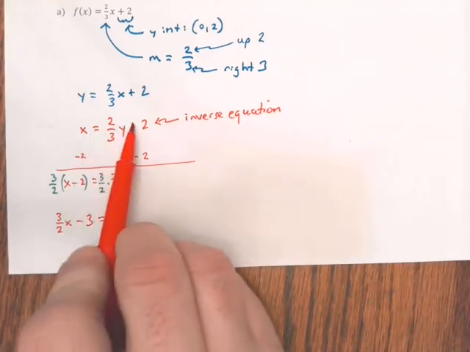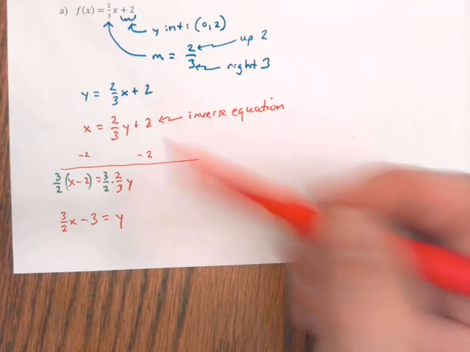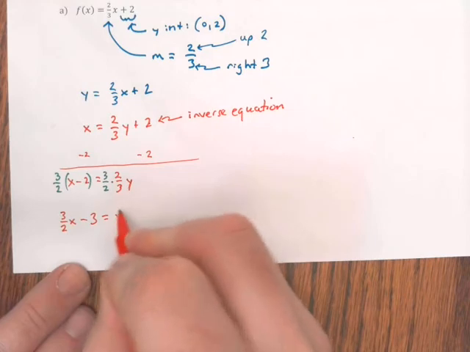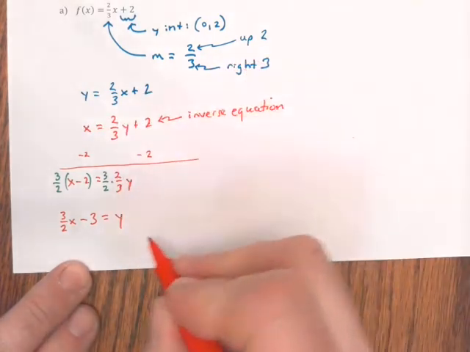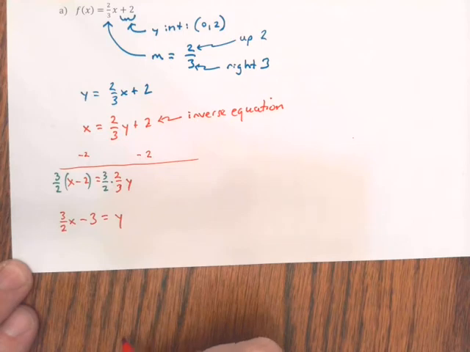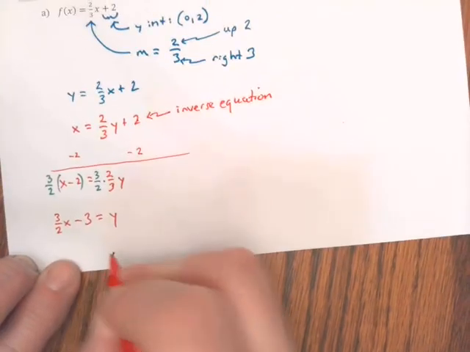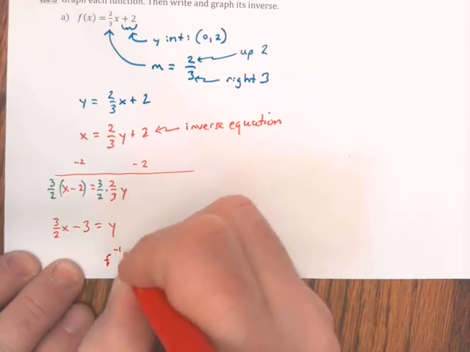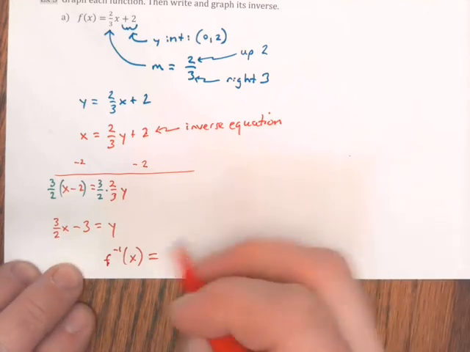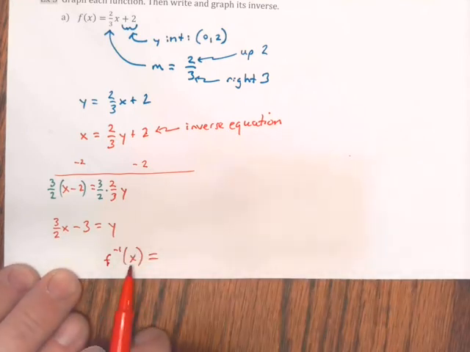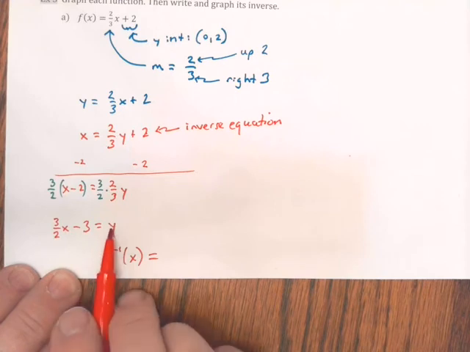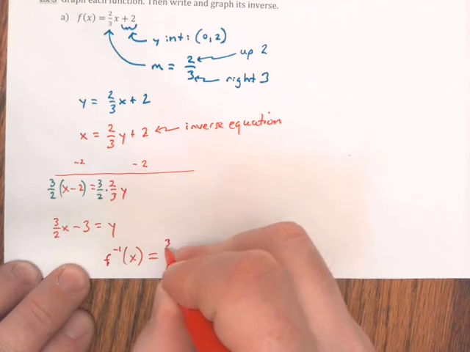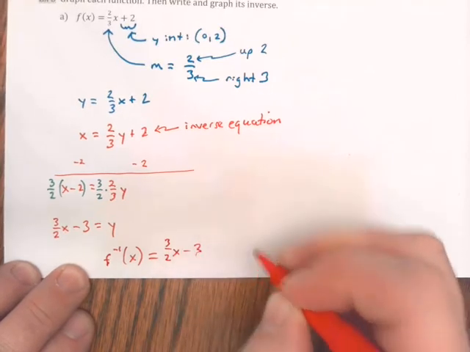And now I have the exact same equation that I had up here originally when I switched the x's and y's around for the inverse equation, but now I have y equals instead of x equals. This is our inverse equation. Instead of y, I am going to use our notation for the inverse. So this is the same thing as saying the inverse of x. So I'm replacing the y with f inverse of x. The inverse in this problem is 3/2 x minus 3.